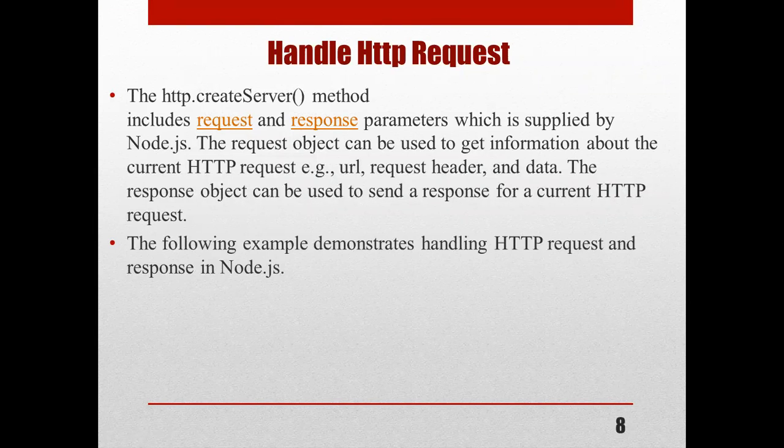For handling the HTTP request, the http.createServer method is there, from the http core module. It includes request and response as the parameters, which are supplied by Node.js. The request object can be used to get information about the current HTTP request, for example, URL, request header, and the data. And the response object can be used to send a response for the current HTTP request.